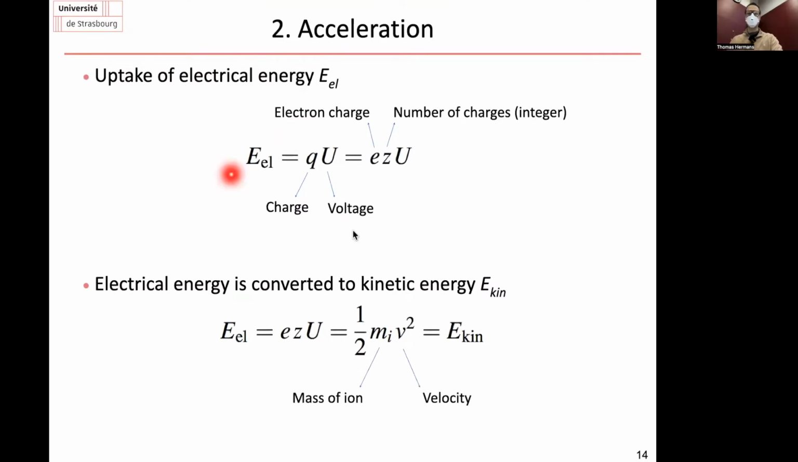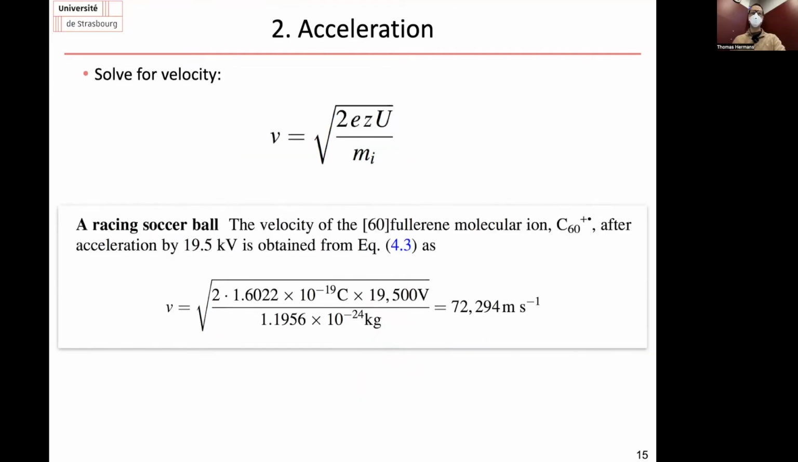We can express the electrical energy as the charge of the ion times the voltage, so the difference between the voltages of the two plates. This is the integer number of charges, so 1, 2, 3, 4, 5, and this is the charge of an electron, which is a constant. We say that the electrical energy is fully converted into kinetic energy, which is half mv squared. So we make those two things equal and solve for velocity. The velocity is the square root of 2 times the charge of an electron times the integer charge times the difference between these two voltages, over the mass.